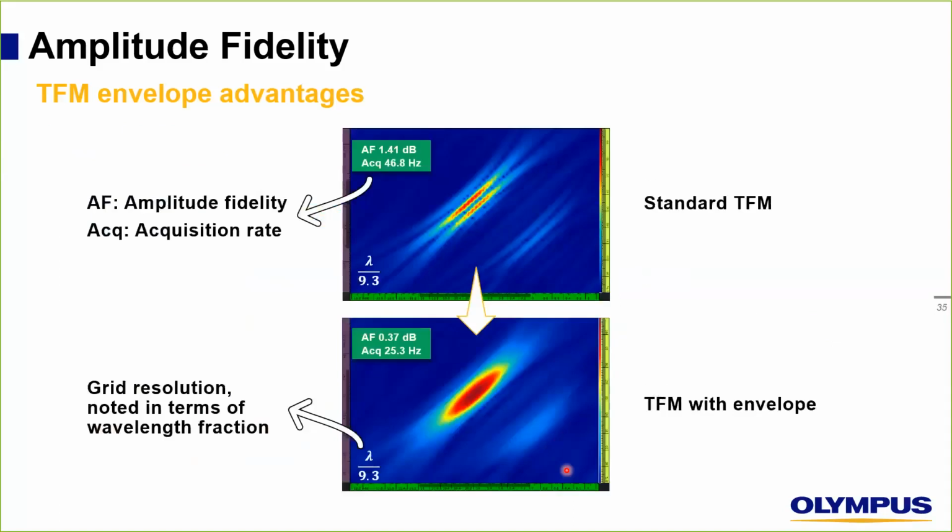To understand the next slide, I wanted to give some explanation. On the top here, we will see a reading of amplitude fidelity and also the acquisition rate. When it's green, that means it's compliant with the code. When it's red, that means it's higher than 2 dB. The top picture will be the standard TFM. The bottom one will be the TFM with envelope. And we have the reading of grid resolution here noted in terms of wavelength fraction.